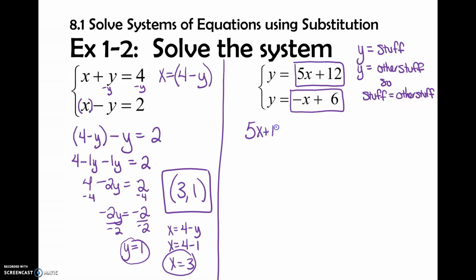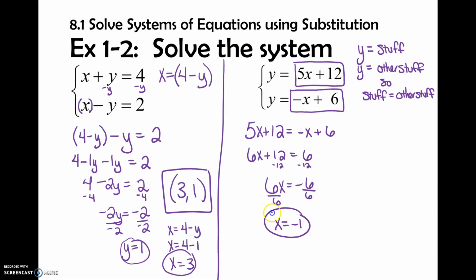Put 5x plus 12 equal to negative x plus 6. Is that an equation that you know how to solve? Absolutely. Add x to both sides to get 6x plus 12 equals 6. Subtract 12 on both sides. Divide both sides by 6. X equals negative 1.